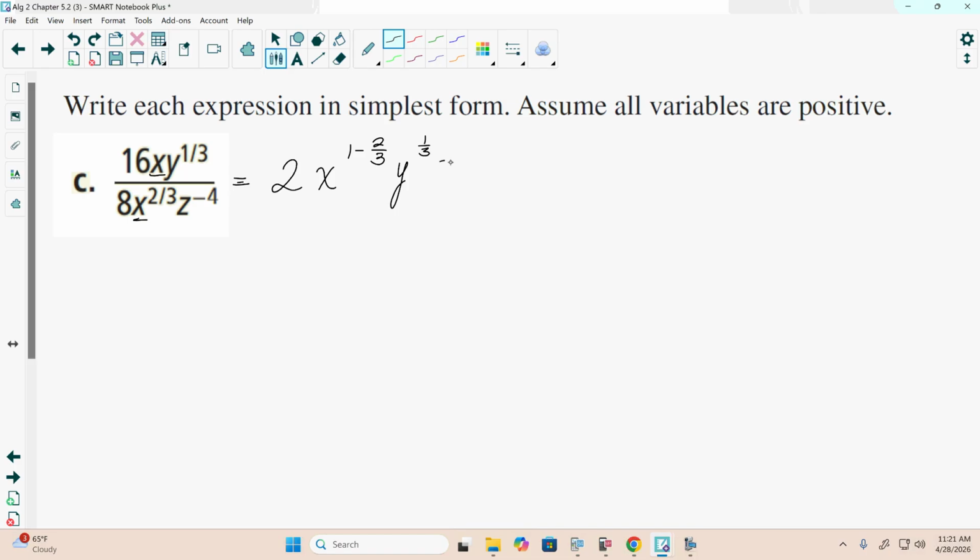Z to the negative 4, we've got to move it from the bottom of the fraction to the top to make that exponent positive. We cannot leave an exponent negative. And lastly, we need to just simplify 1 minus 2/3, which is 1/3. So we have 2x to the 1/3, y to the 1/3, z to the 4th. And that is it with that one there.